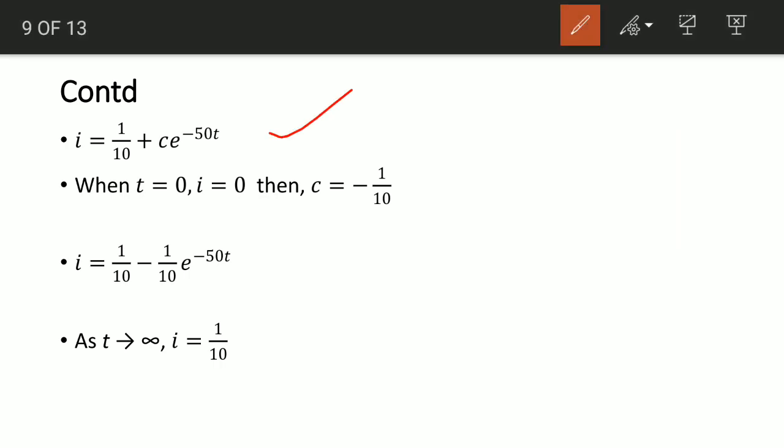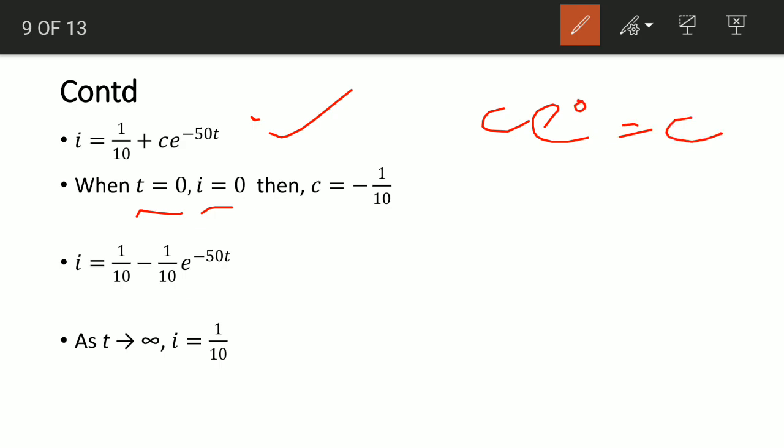Now to find the constant, we say when t equals 0, that is, at the initial time before the circuit begins or decays, your I is also equal to 0. So if you substitute t to be 0, what will be left is c exponential 0, which is equal to c, because exponential 0 is 1.